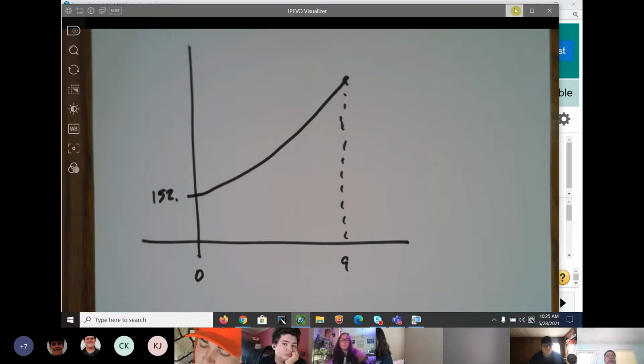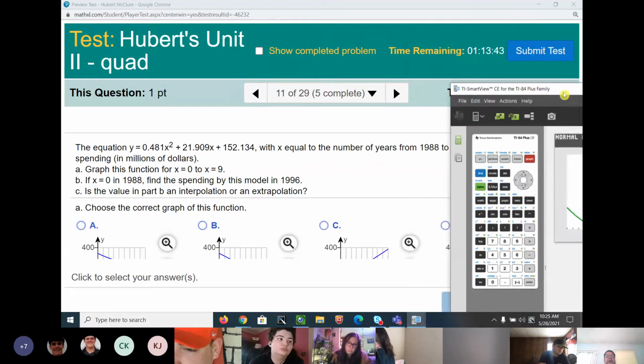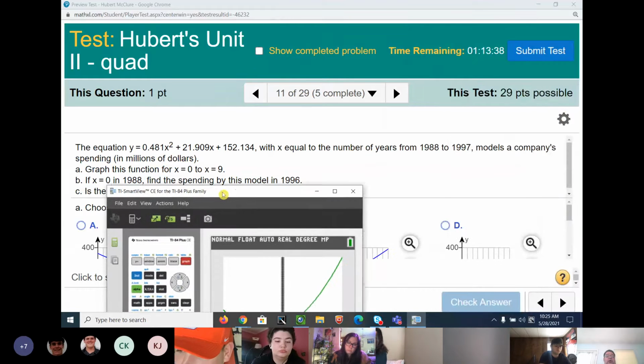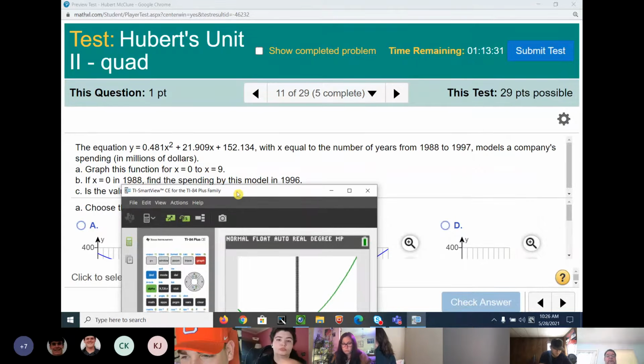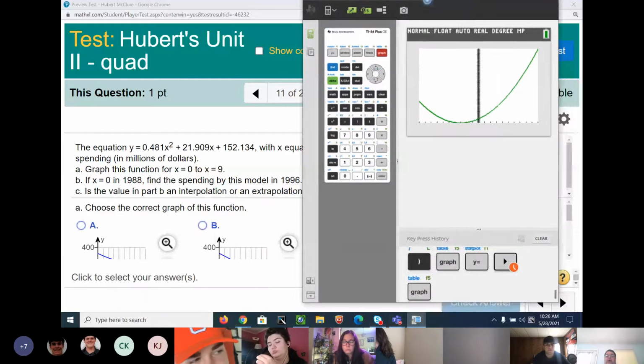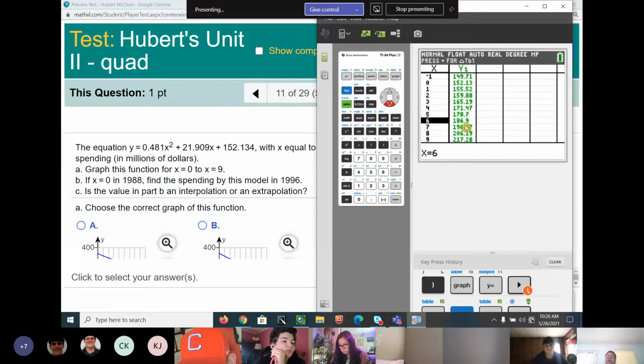Okay, now, if 0 is 1988, find the spending by this model in 1996. Well, what is 1996 minus 1988? 8, Hubert. Then type in 8, or you can go to the second table and look up 8. Look over there. What's your answer? 186.9. So in 1996, which is 8, your y is going to be 186.9.